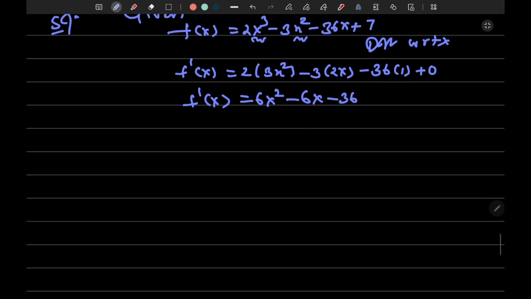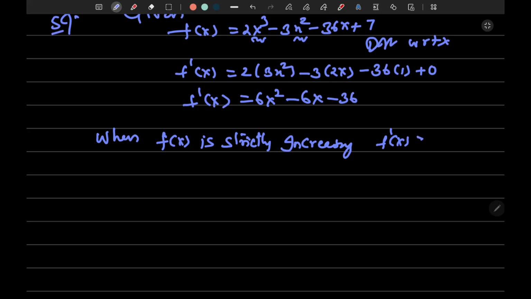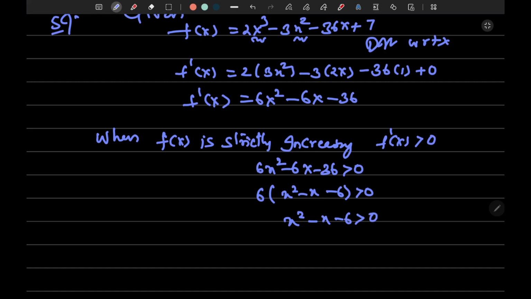What is the concept? When f of x is strictly increasing, f dash of x is greater than 0. f dash of x, which is 6x square minus 6x minus 36, is greater than 0. Take 6 common: x square minus x minus 6 greater than 0. Send 6 to that side. It's a positive number, so it will not be affected.